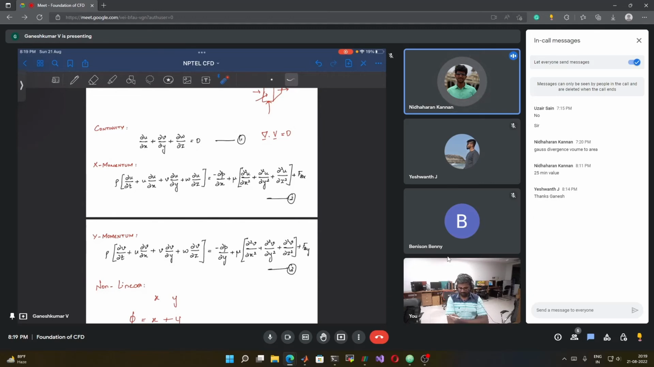dou phi by dou x on the right hand side and another term on the left hand side like that. Huh? No, so like, how do I put it?